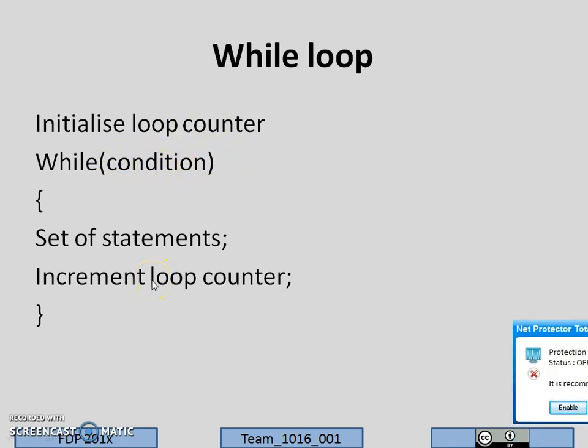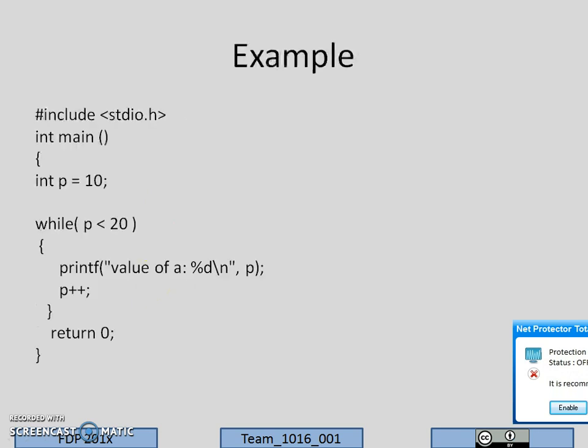So we will see one program on while loop. Again, one more example of a C program. This is the starting of a program, hash include stdio.h, then the main program. I have initialized a variable here, p equals 10. Initialization is done here. p is a variable having data type integer. That's why the value 10 is assigned to p.